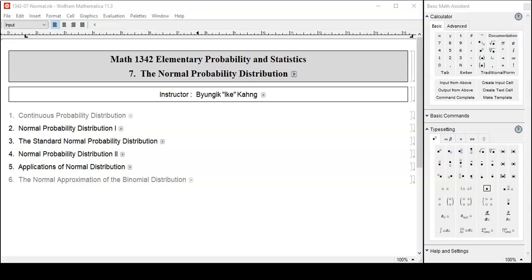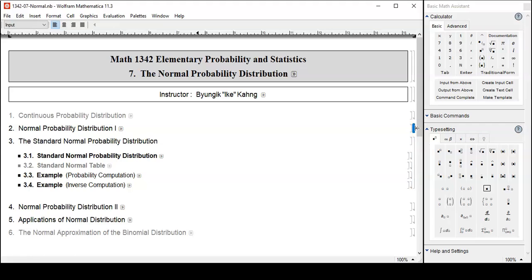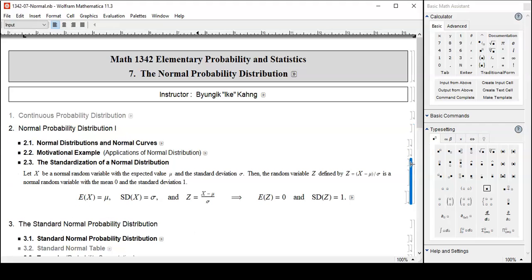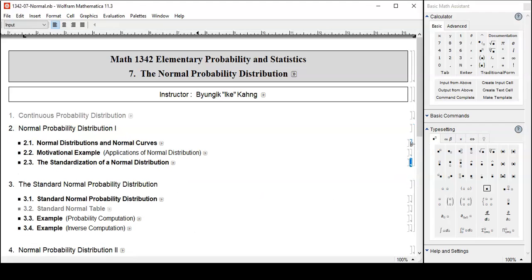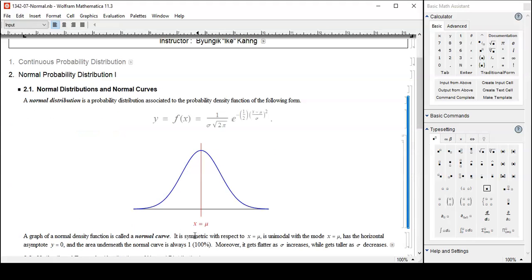Hello students, welcome back. Now let's go to section 3, standard normal probability distribution. We went through a normal random variable, and the normal random variable had this kind of feature: unimodal, symmetric, mean, median, mode, they're all the same at mu, the mean.